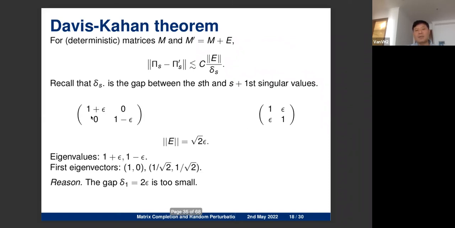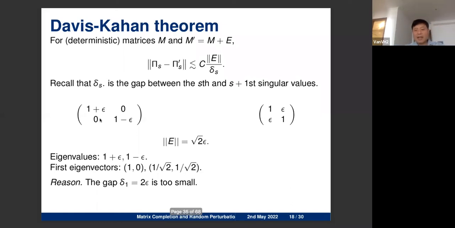Here's the example. I start with this matrix, 1 plus epsilon, 1 minus epsilon on the diagonal. I change each entry by almost epsilon, and I get the right-hand side matrix, 1, 1, epsilon, epsilon. Easily, you can compute that the norm of E is of order epsilon, because all 4 entries are of order epsilon, just with different signs.